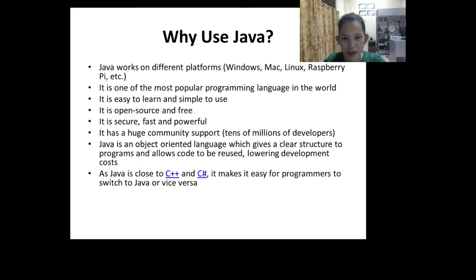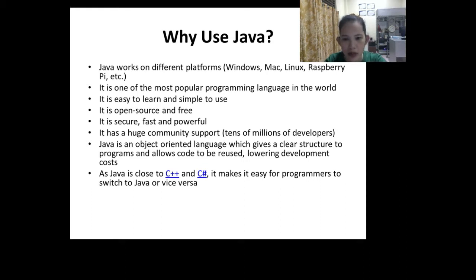Why use Java? Java works on different platforms including Windows, Mac, Linux, Raspberry Pi, etc. It is one of the most popular programming languages in the world. It is easy to learn and simple to use. It is open source and free. It is secure, fast, and powerful. It has huge community support, tens of millions of developers. So if you have questions regarding how to write code in Java, you can just search in Google, and many Java programmers can answer your questions regarding programming tasks.